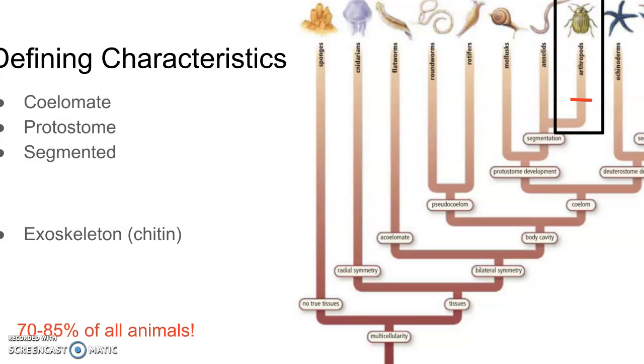And believe it or not, these organisms are 70 to 85% of all the animals in the entire planet. Maybe you never thought about this, but you're going to be surprised how many animals actually fall under this category.